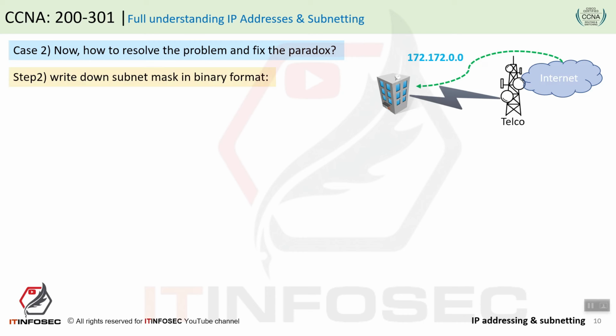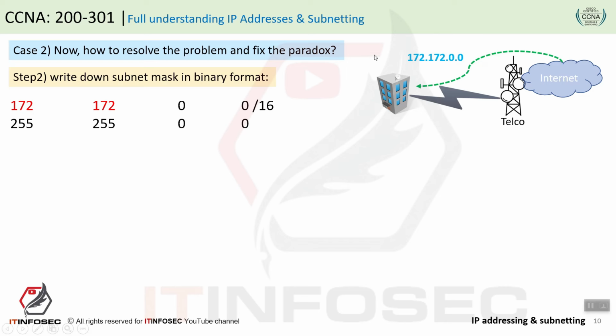Step two, write down the subnet mask in binary format, okay? I give you an important piece of advice, a very key point to be able to easily solve subnetting issues, and it is this: write down the subnet mask in binary format. This is the first step for solving the problem.